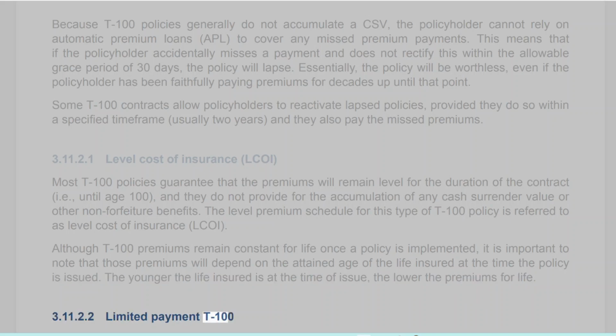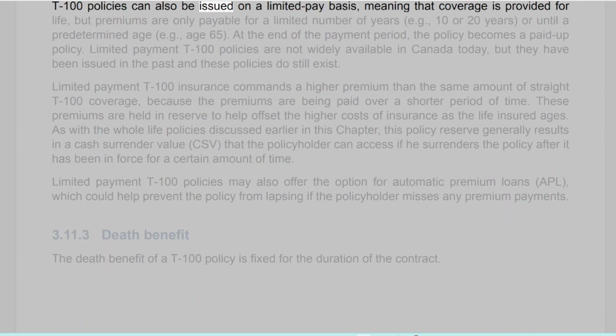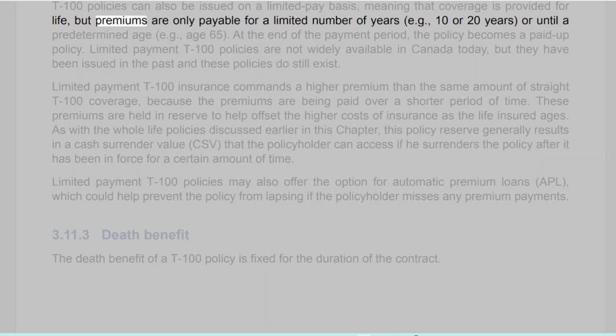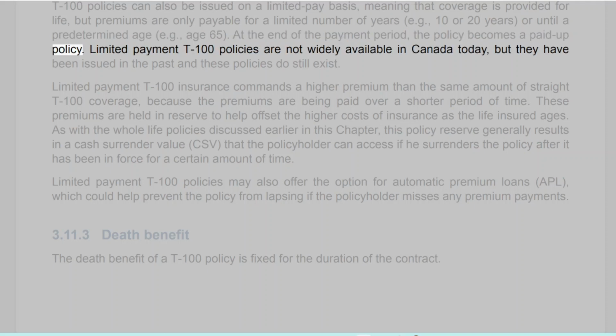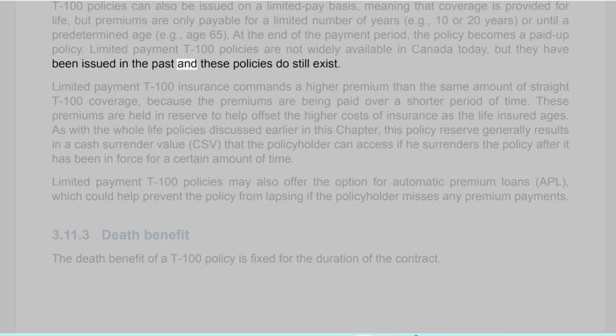3.11.2.2 Limited Payment T100. T100 policies can also be issued on a limited pay basis, meaning that coverage is provided for life, but premiums are only payable for a limited number of years, for example 10 or 20 years, or until a predetermined age, for example age 65. At the end of the payment period, the policy becomes a paid-up policy. Limited payment T100 policies are not widely available in Canada today, but they have been issued in the past and these policies do still exist.